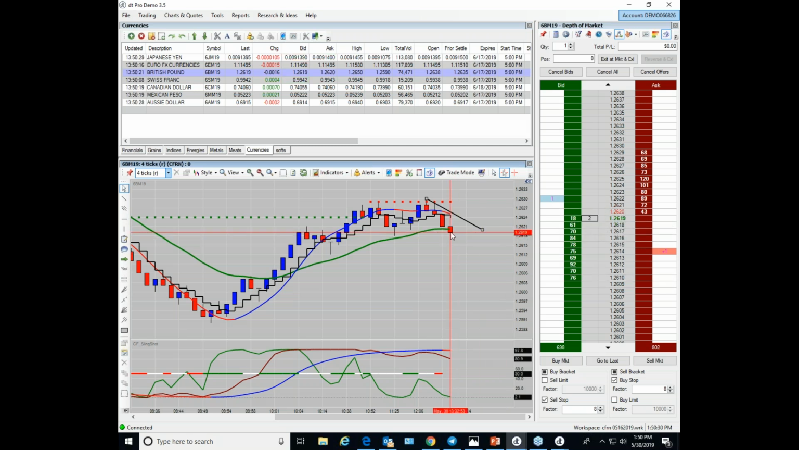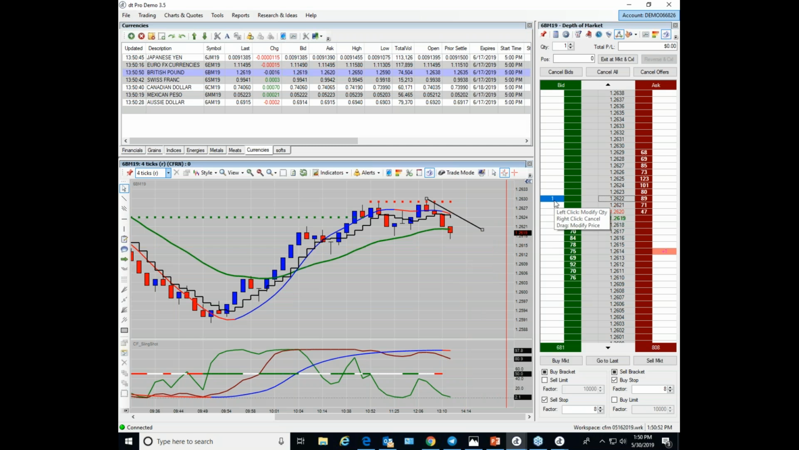So here's the trick. Just take the low of the high and add or subtract 5, and that's the number you're going to place the order on. That's where you click. All right, so I have an order in to go long at 126.22.